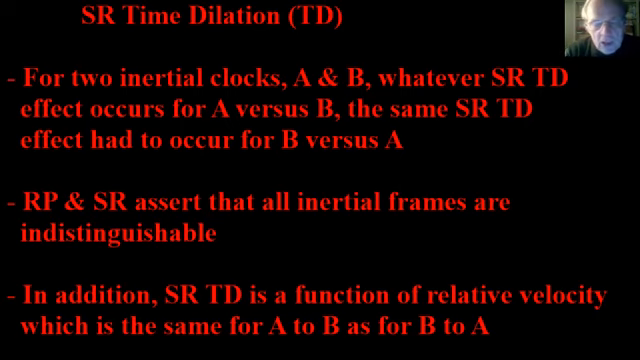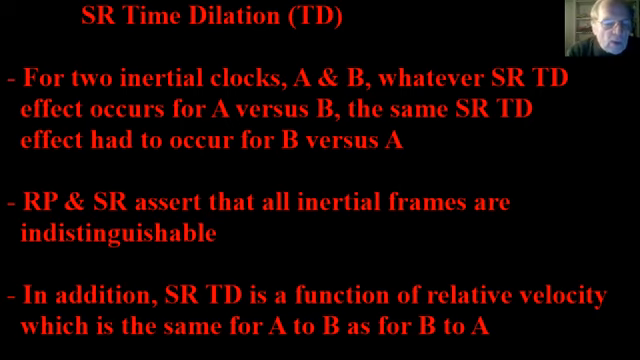For two inertial clocks, A and B, whatever special relativity time dilation effect occurs for A versus B, the same special relativity time dilation effect has to occur for B versus A. As you see, I'm abbreviating time dilation with TD. So time dilation has to be symmetric between the two inertial clocks that are involved.